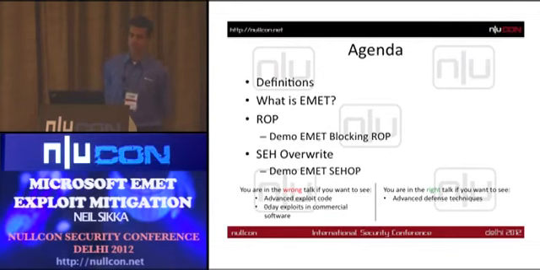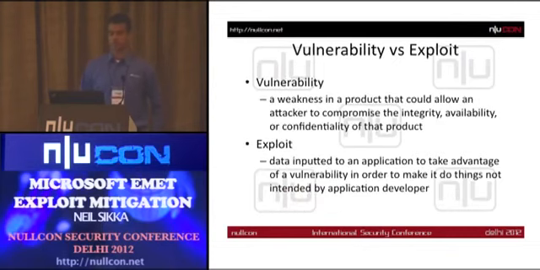Okay, so first of all, I want to define what I'm going to be saying is a vulnerability and what's an exploit. A vulnerability is a weakness in a product that could allow compromise of integrity, availability, or confidentiality. And an exploit is basically data that's fed to the application to make it do things that are not intended by the developers of the application.